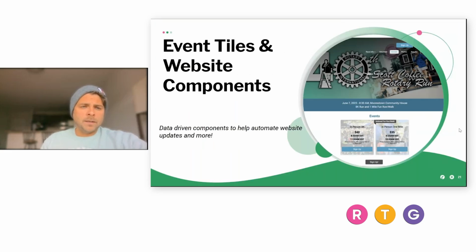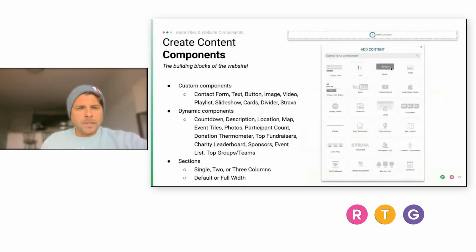Event tiles and website components. So this is where we're going to start to dive into some of the components that are available in Websites v2. And when I say some, I do mean some. I think we're at 40 or 50 some components, and counting. So creating your content, custom components, contact forms, text, buttons, image, videos, playlists, slideshows, cards, dividers, Strava. These are just a few of the components there.